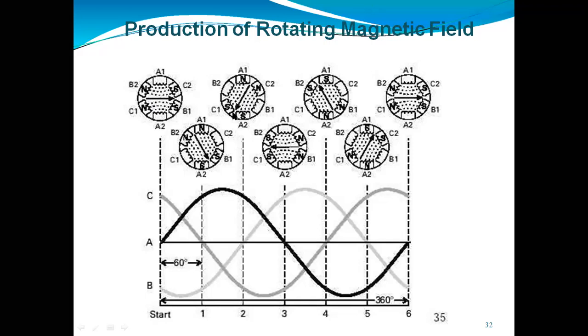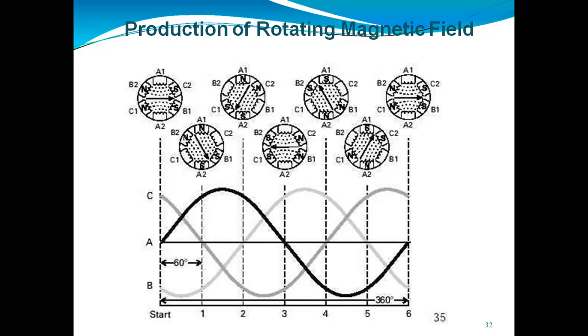Again, after that, you are supposed to consider C phase. C phase will have a 120-degree phase difference with this B. So you will get again 120, so it will go up. Again, you can repeat: first, second, third. Like this, you will get how your rotating magnetic field will rotate.